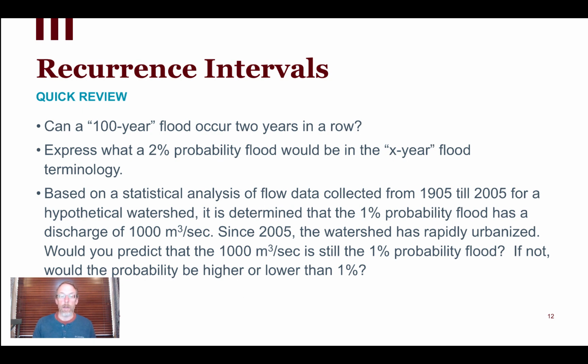Based on a statistical analysis of flow data collected from 1905 till 2005 for a hypothetical watershed, it is determined that the 1% probability flood has a discharge of 1,000 cubic meters per second. Since 2005, the watershed has rapidly urbanized. Would you predict that the 1,000 cubic meter per second flood is still the 1% probability flood? If not, would the probability be higher or lower than 1% for a 1,000 cubic meter per second discharge?